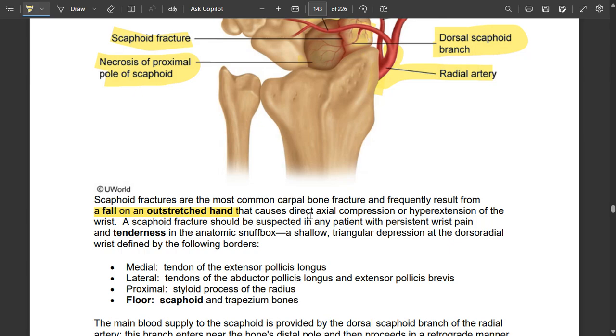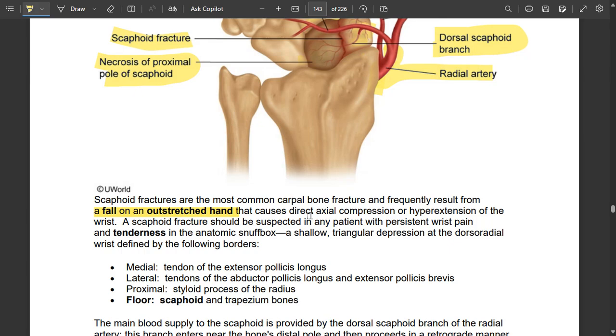Okay, on the lateral side, there are tendons for the abductor pollicis longus and extensor pollicis brevis. So abductor pollicis longus and extensor pollicis brevis are present laterally, while on the medial side there is the extensor pollicis longus.